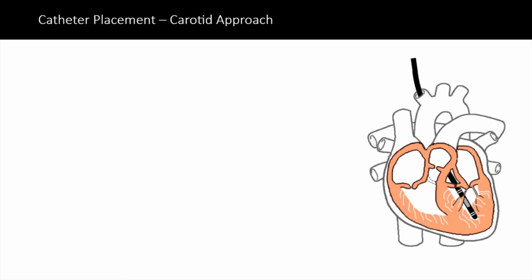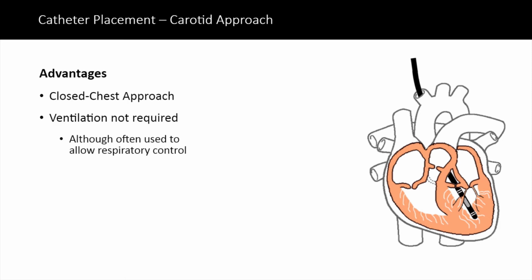And there are essentially two ways to go about that. You can go in through the aorta, as shown here. This has some advantages, in that it's a closed chest approach, so you don't have to open up the chest to do it. Because the chest is closed, you don't have to ventilate. We'll talk a little bit later about why ventilation can be helpful and sometimes really useful in the analysis of the PV data, even with the carotid approach. So that is a bit of a caveat there.